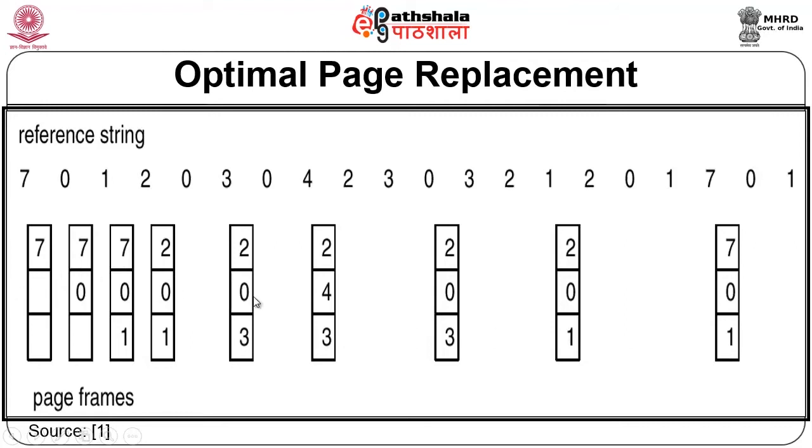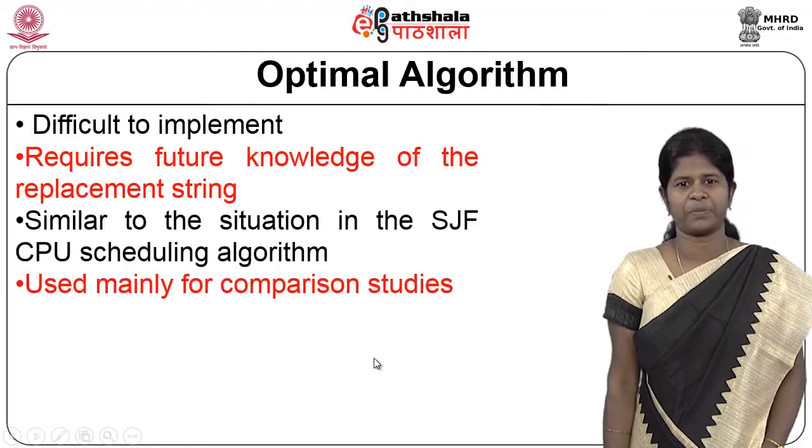So, here you can see that the number of page faults in this case is 9. There are totally 9 page faults in optimal page replacement algorithm. Whereas, for the same string, we saw that in the case of first in, first out page replacement algorithm, the number of page faults is 15. So, here we see that the number of page faults has reduced a lot in the case of optimal page replacement.